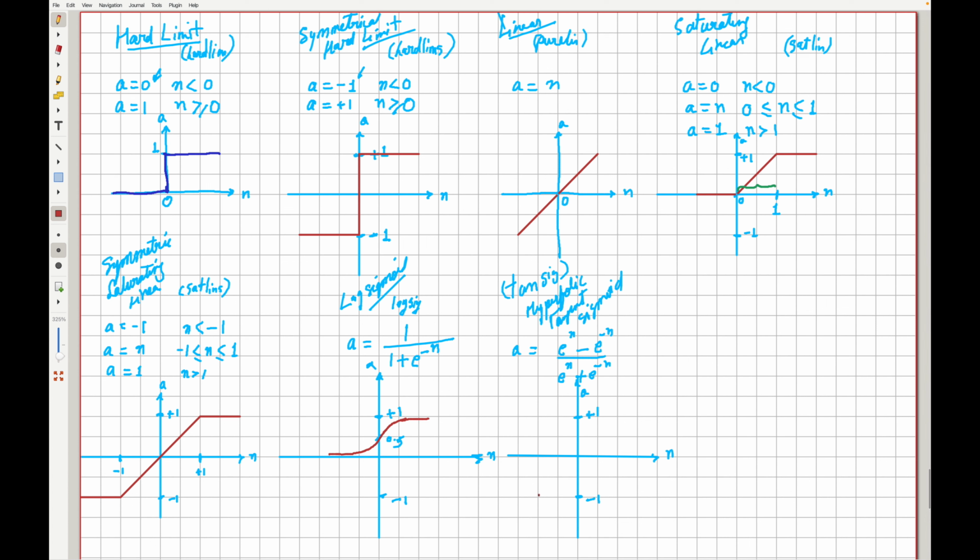So I'll try to draw this. We would have an S-shaped curve that goes something like this. Again, the values will never touch -1 or +1. They'll be pretty close to +1 and -1, something like that, and pretty close to -1, something like this. And this is the Tansig or hyperbolic tangent sigmoid transfer function or activation function.